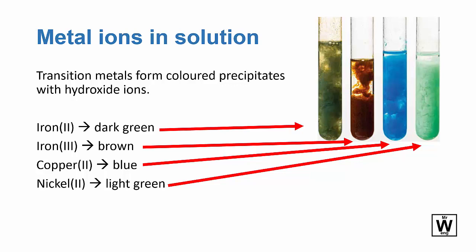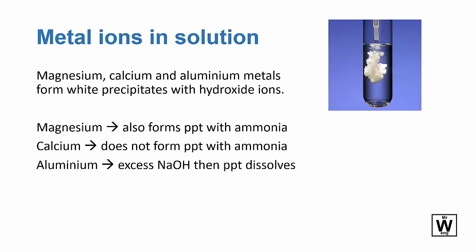But basically we have iron 2 is sort of a dark green, iron 3 is brown, copper is blue, and nickel is light green. We also have most metals, so the transition metals usually are coloured, such as metal oxides or metals with other ligands attached to them. But if it's just a normal metal, sometimes it's just a white precipitate. You can't tell the difference.